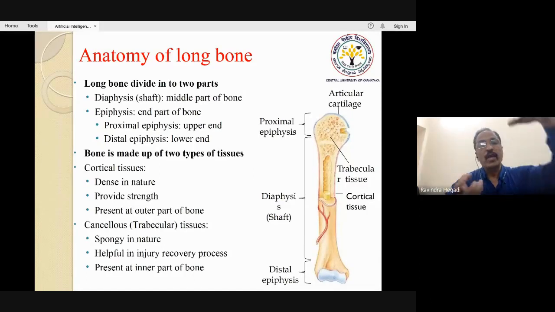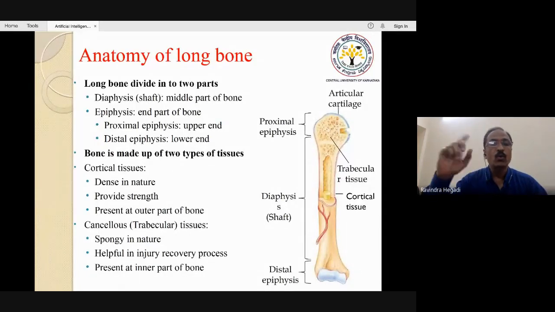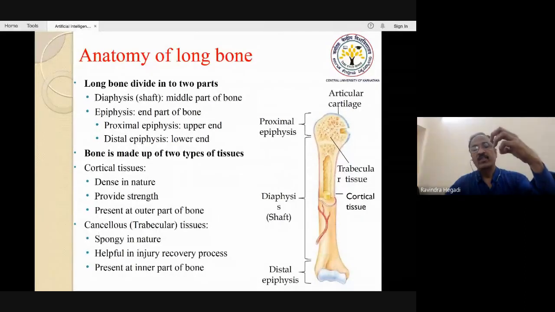These are the two end parts that we have. In the epiphysis again we have two: the proximal epiphysis, that is the upper part, what you can see in that picture, and the lower part, known as the distal epiphysis. So these are the upper part of the bone and the lower part of the bone.